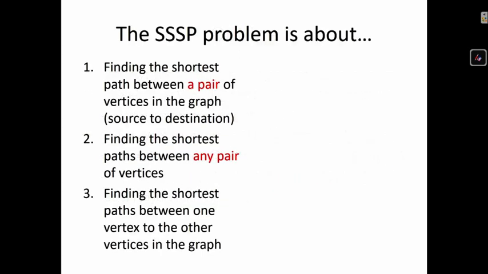Review question. What is the single source shortest path problem about? Number one, finding the shortest path between a pair of vertices in the graph, source to destination. Number two, finding the shortest path between any pair of vertices. Number three, finding the shortest path from one vertex to the other vertices in the graph.